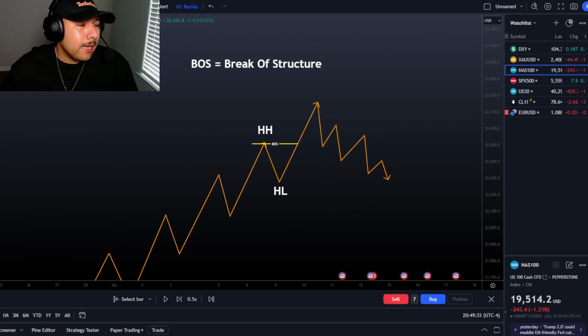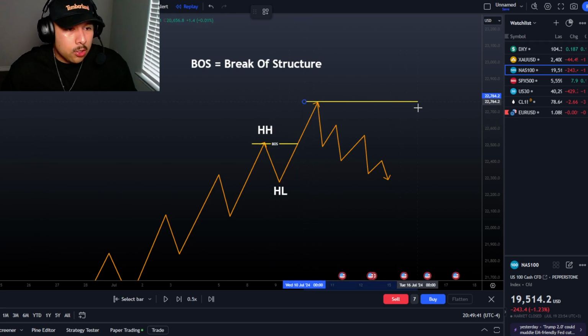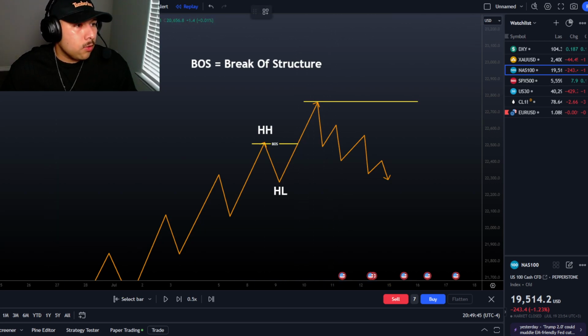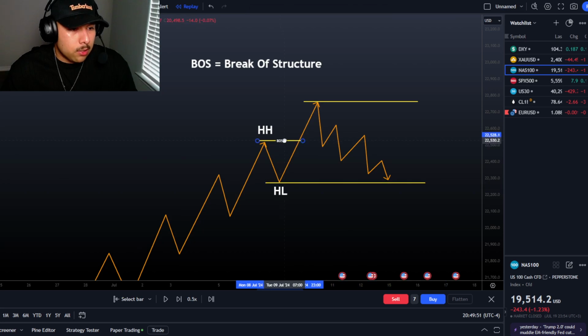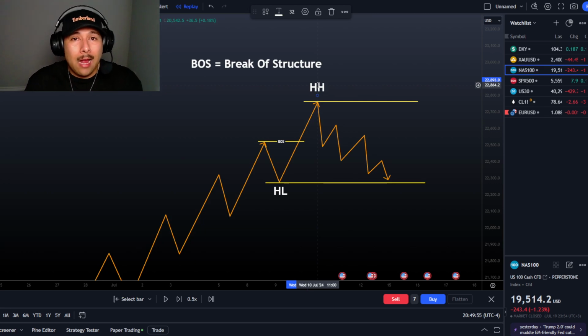The best way to help you identify higher highs and higher lows is to mark up the chart. Once it creates a higher high, you can use two lines. You just get your lines, and then you draw your higher high, and then you draw your higher low. So you're going to have your break of structure, and your new higher high has been created. Remember, the higher high is created after the break of structure. So we have our higher high.